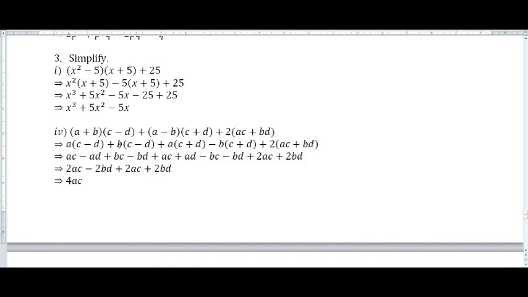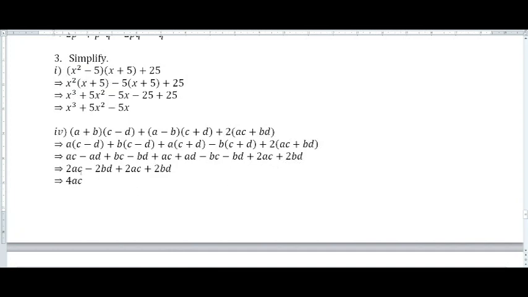So here a into c is ac, minus a into d is ad, plus b into c is bc, plus into minus is minus, b into d is bd, plus a into c is ac, plus a into d is ad, minus b into c is bc, plus into minus is minus, b into d is bd, plus 2 into ac is 2ac, plus into plus is plus, 2 into bd is 2bd.